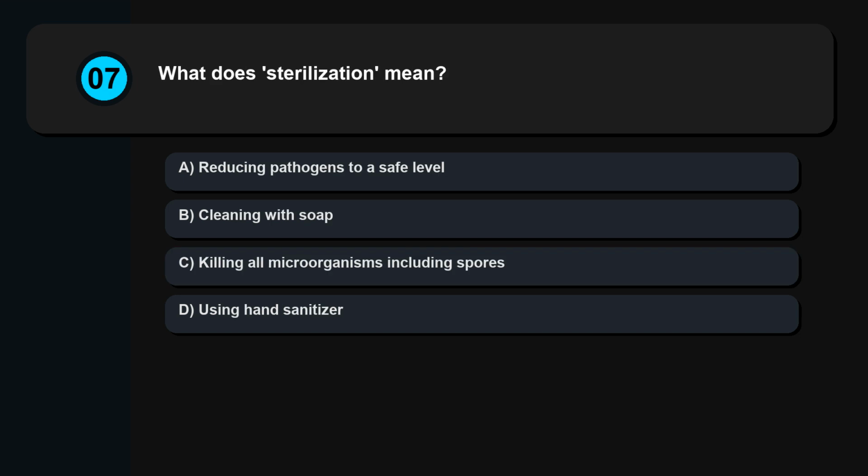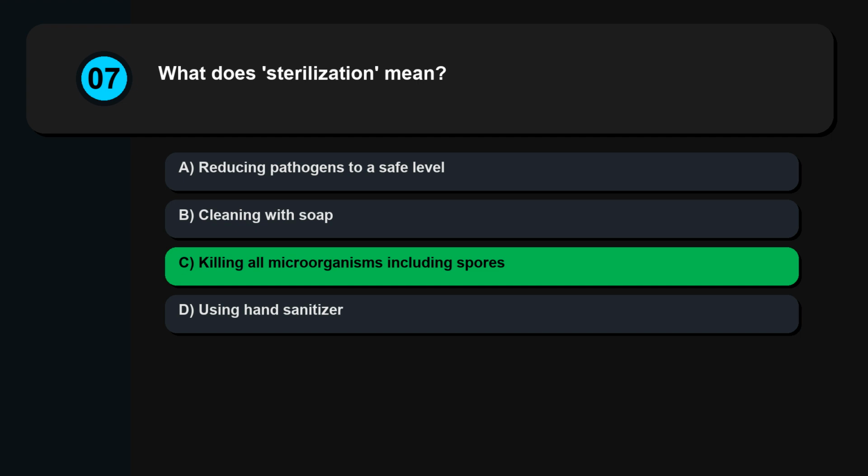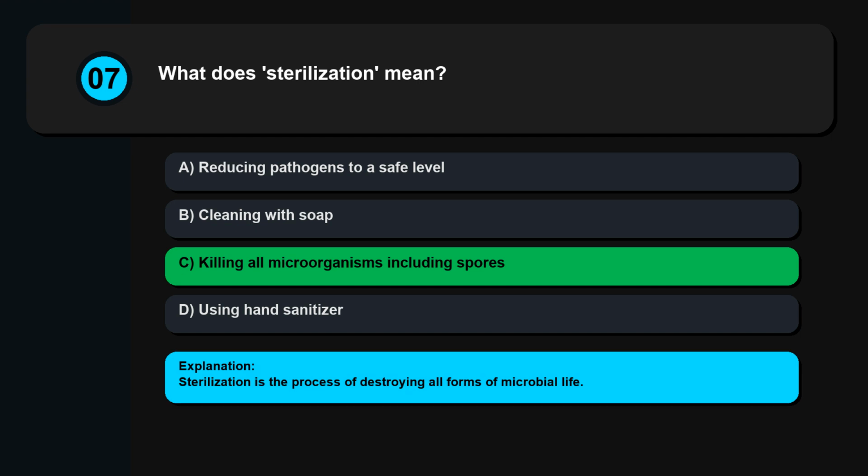Question 7. What does sterilization mean? Reducing pathogens to a safe level, cleaning with soap, killing all microorganisms including spores, using hand sanitizer. Sterilization is the process of destroying all forms of microbial life.